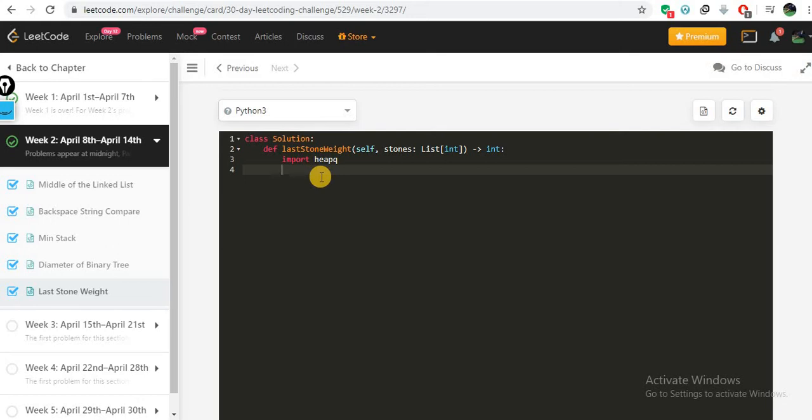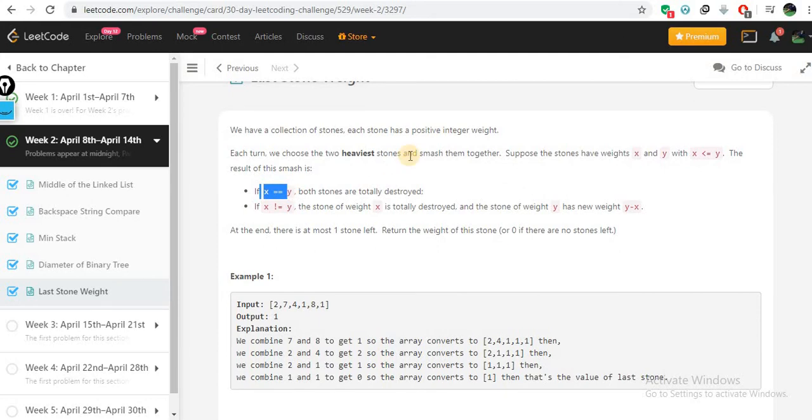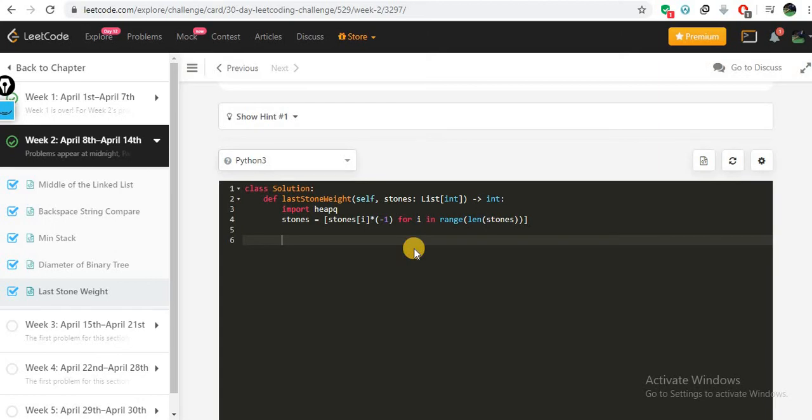You can get the simulation of a max heap using a min heap by multiplying all of the values by -1, just like this: stones is equal to stones[i] * -1 for i in range(len(stones)). Now all of the elements are multiplied by -1, and what we have to do here is heapify all of these elements. We have an array of stones and we have to form the heap structure.